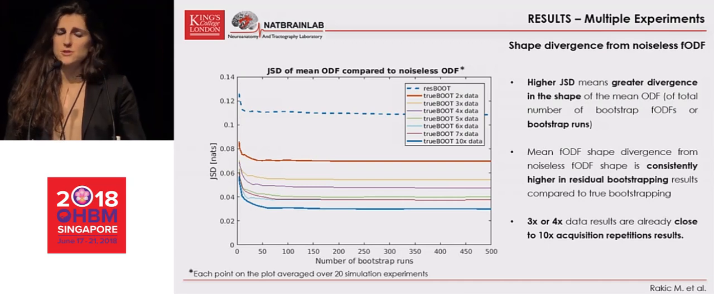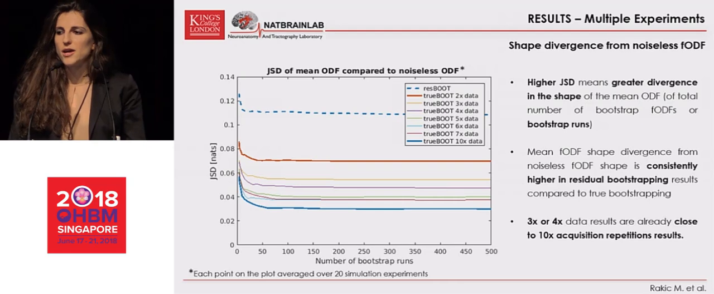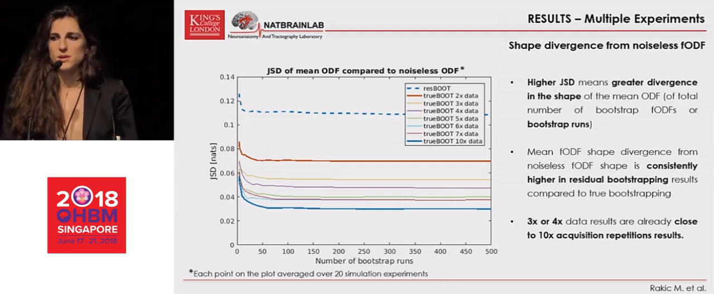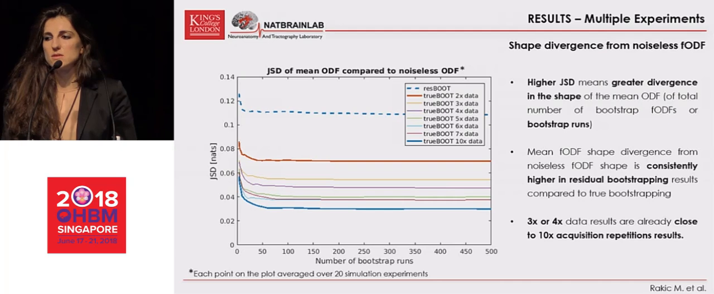So the residual bootstrapping shows, again, consistently higher shape divergence from the noiseless ODF. And just using 3 or 4 repeated signal acquisitions is already quite close to 10 signal acquisitions, and you don't get much more improvement from there on.